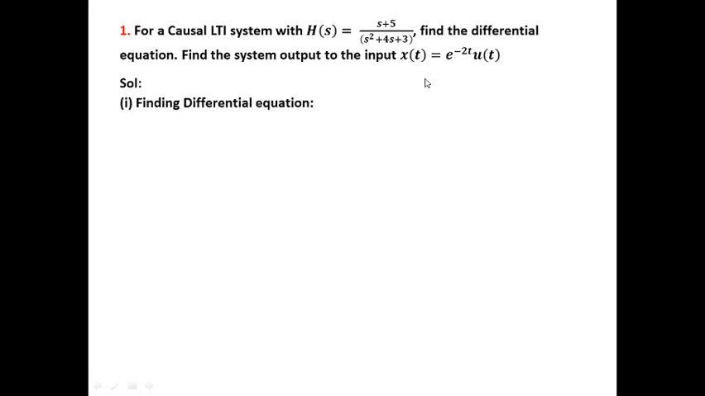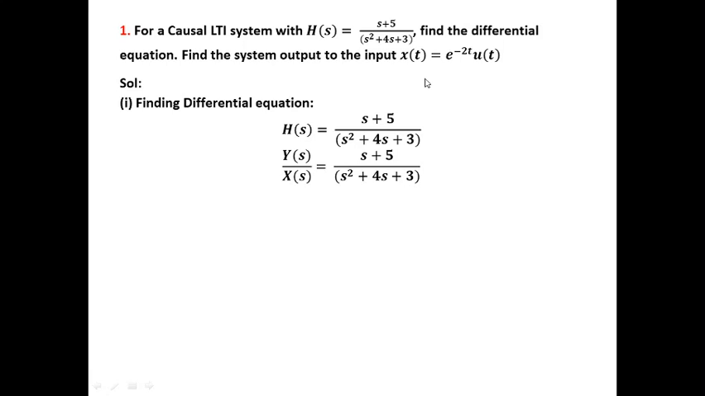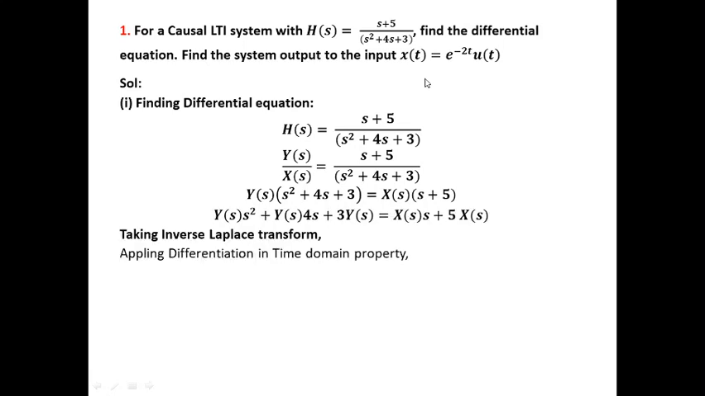So as per this problem, first step is you need to find the differential equation. H of s is equal to s plus 5 divided by s squared plus 4s plus 3. H of s can be written as Y of s divided by X of s, which is equal to s plus 5 divided by s squared plus 4s plus 3. So cross multiplying, we can get this equation. Multiply it thoroughly. Then we need to take the inverse Laplace transform.